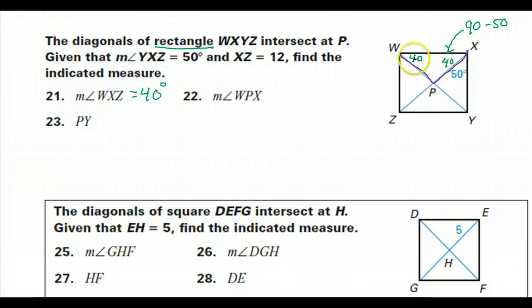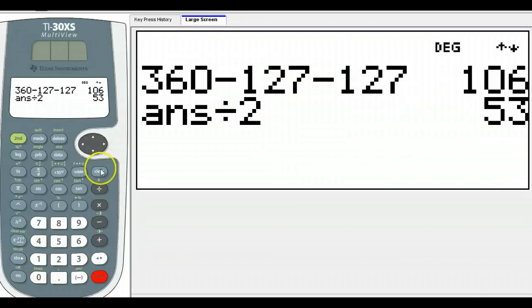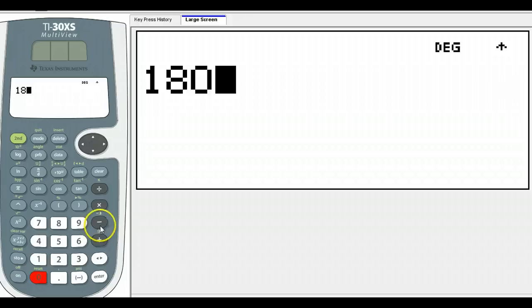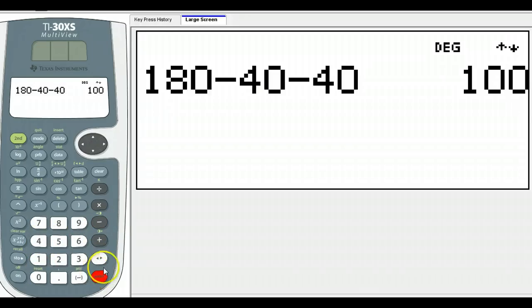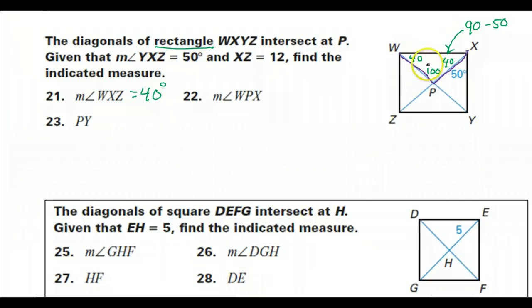So anytime I have two angles in a triangle, I can always get the third. In fact, that's 80, so this must be 100. But technically I'm doing this: I had my two angles that were 40, and I'm subtracting from 180. So I went 180 minus 40 minus 40. Okay, that was 100. So I know that angle WPX is 100 degrees.